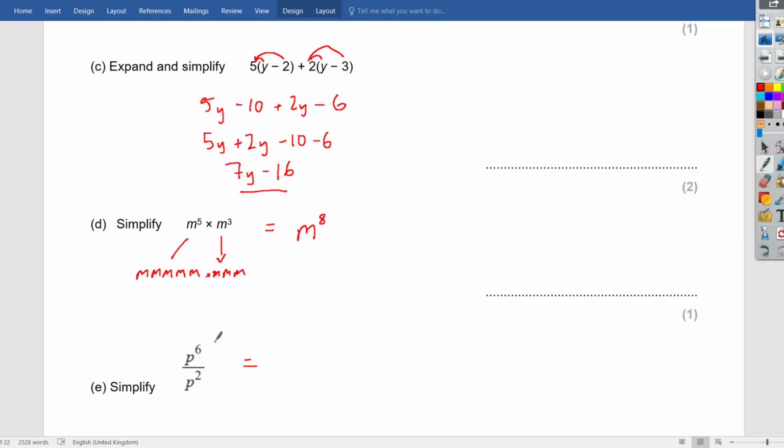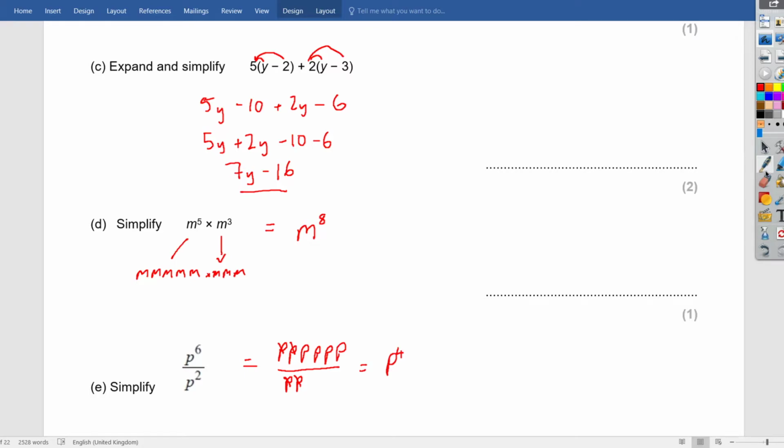Similar reasons here. If we've got p to the power 6 divided by p squared, a simple way is, when we divide with the same base, subtract the powers, so 6 take away 2 is 4, so p to the power 4. But same reasoning here. You've got 1, 2, 3, 4, 5, 6 p's, divided by p squared, p times p. Anything divided by itself is 1, so p divided by p is 1, p divided by p is 1. So those two cancel, and what we're left with is 1, 2, 3, 4, p to the power 4.